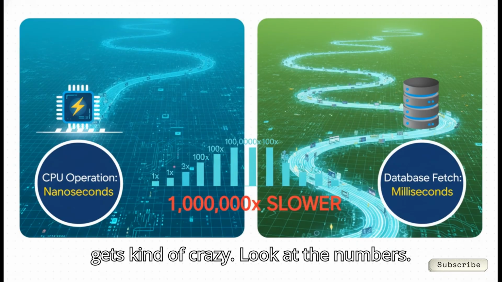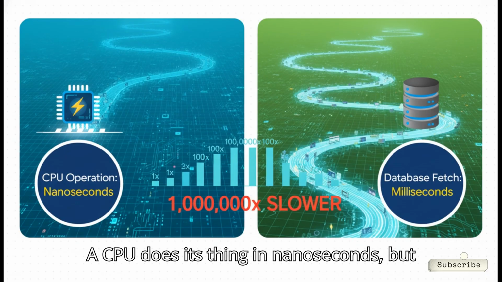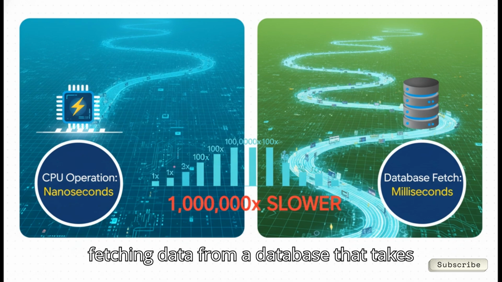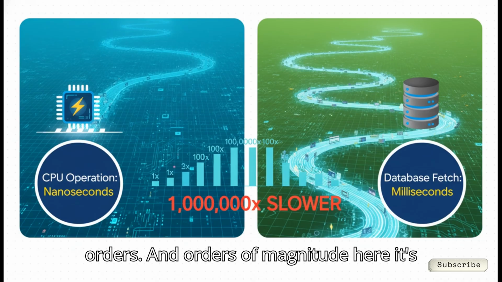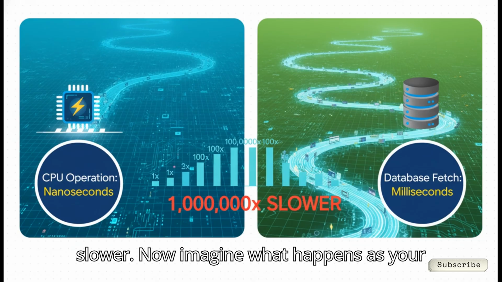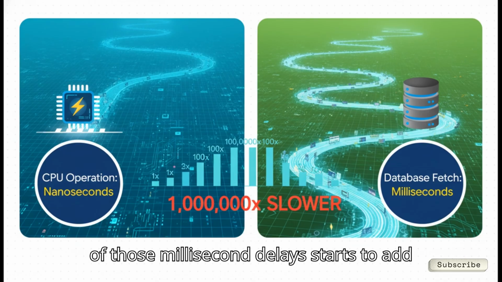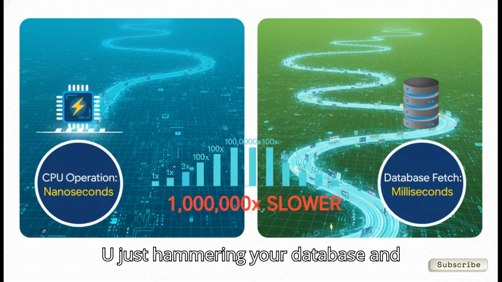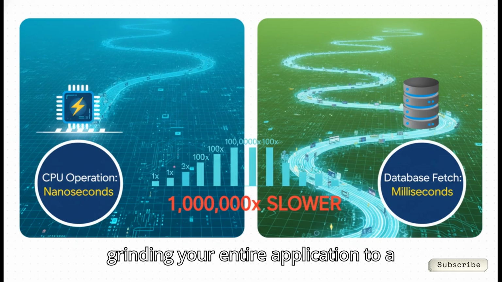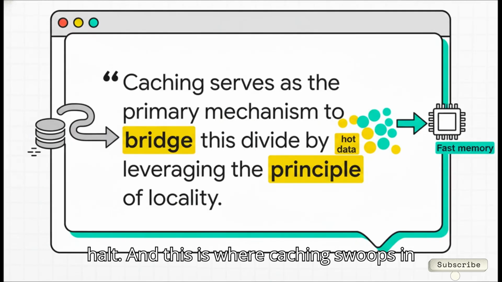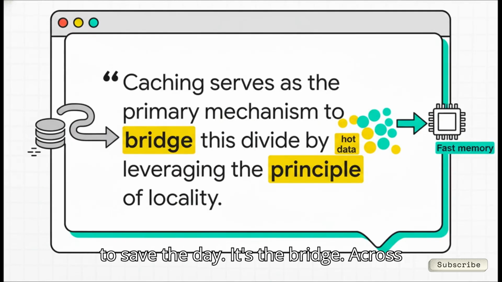And this is where it gets kind of crazy. Look at the numbers. A CPU does its thing in nanoseconds, but fetching data from a database? That takes milliseconds. We are talking about orders and orders of magnitude here. It's thousands, sometimes millions of times slower. Now imagine what happens as your traffic starts to spike. Every single one of those millisecond delays starts to add up, just hammering your database and grinding your entire application to a halt.